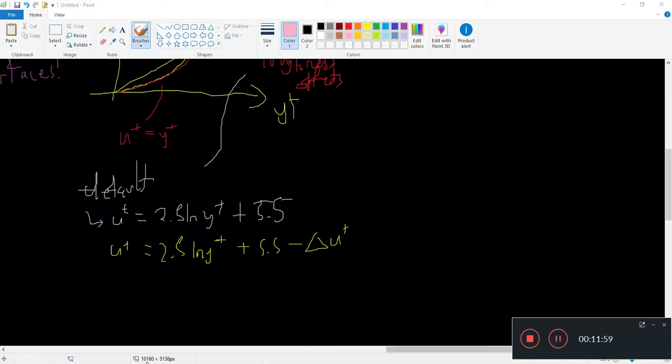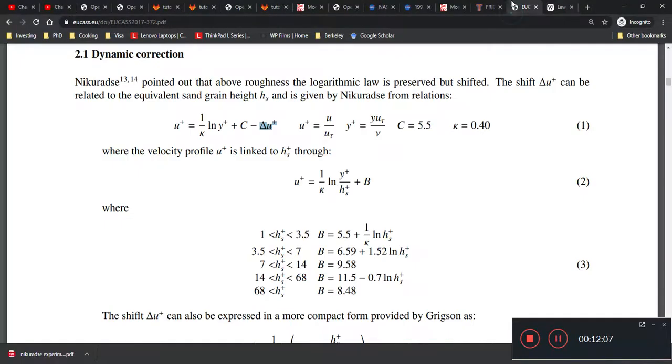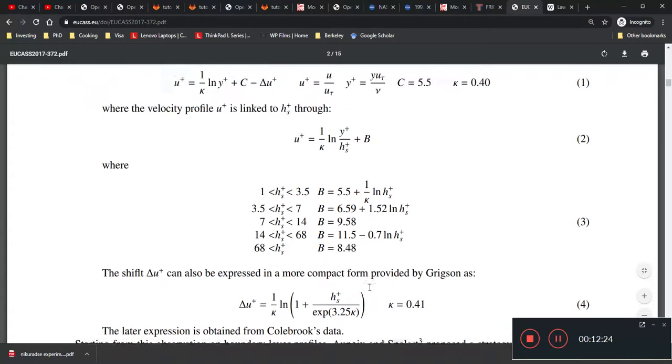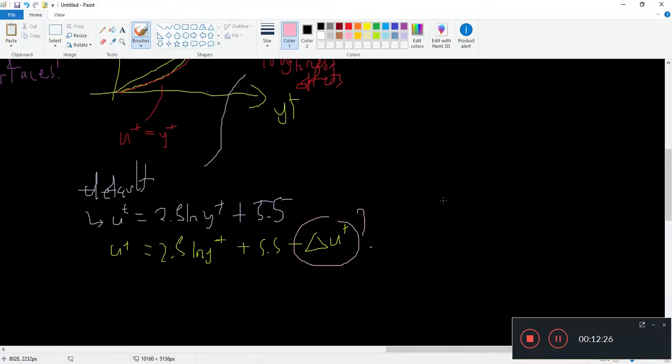Now, of course, the question is, what is this delta U plus? And then we take a look at this paper and we find that this delta U plus equals 1 over kappa ln of 1 plus hs plus over some exponential of 3.52 kappa. So what is hs plus, by the way? hs plus is this.